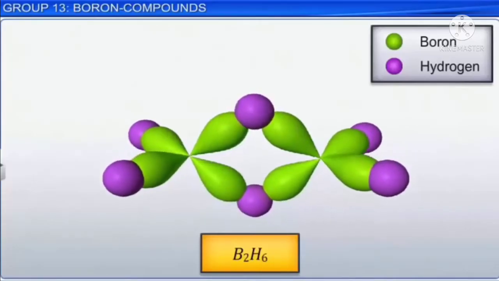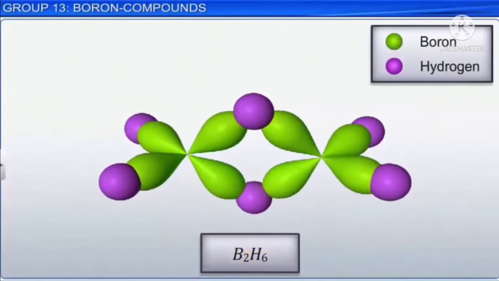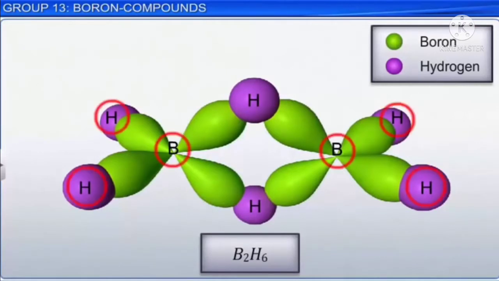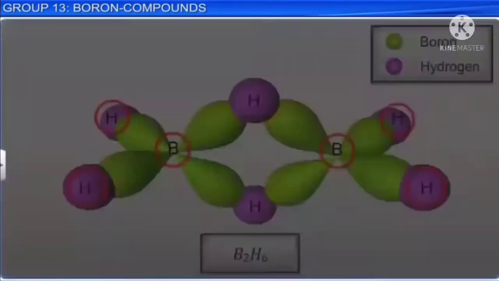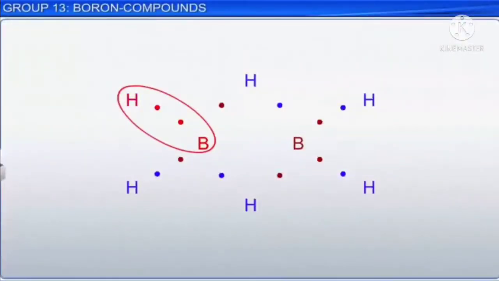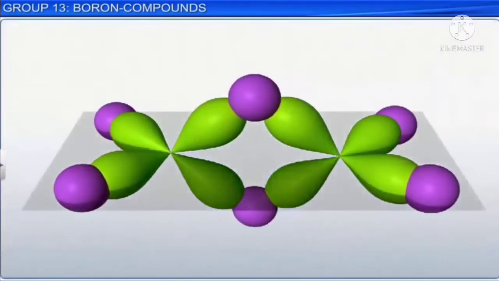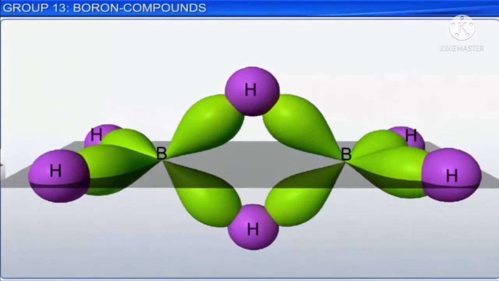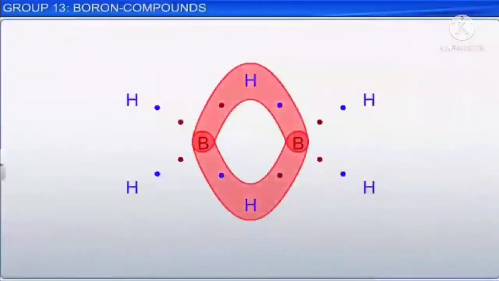Diborane is an electron-deficient molecule. Notice the peculiar structure of it. The two boron atoms and the four terminal hydrogen atoms of the molecule are all in the same plane. These four terminal BH bonds are regular two-centered two-electron bonds. The bridging hydrogen atoms lie above and below this plane. The two bridge BHB bonds are unusual three-centered two-electron bonds.